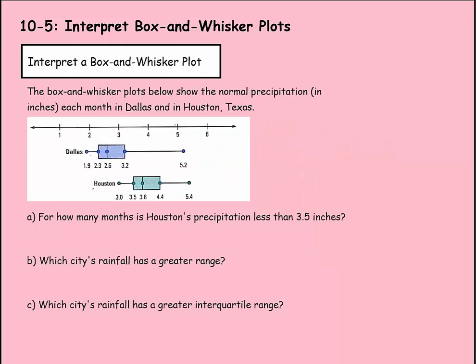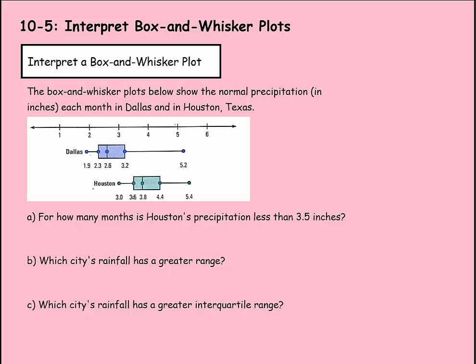Now we can interpret a box and whisker plot. It says the box and whisker plots below show the normal precipitation in inches each month in Dallas and in Houston, Texas. So here's Dallas and here's Houston. It says, for how many months is Houston's precipitation less than 3.5 inches? By looking at this box and whisker plot, we should be able to figure that out.